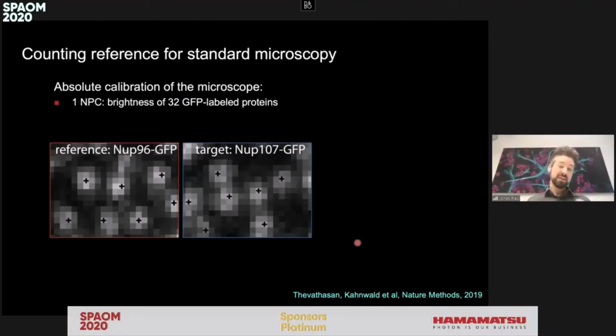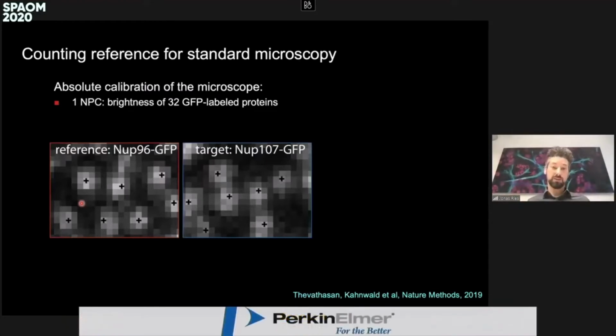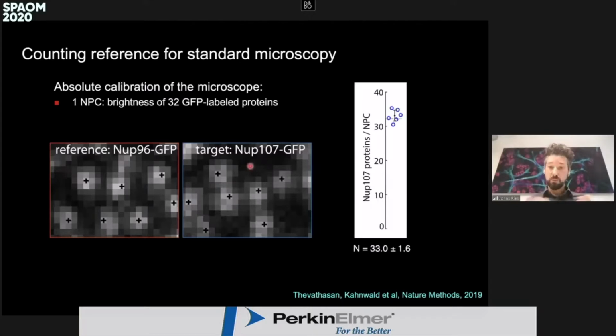The reason is that even in a normal confocal image, as you see here, we can resolve individual nuclear pores. And that directly tells us how bright 32 GFP labeled proteins are. And with this, we then can convert these grayscale images with arbitrary units into precise images that directly show the protein concentration. So again, we validated this with NUP107. And as before, we again achieved a high precision and also a high accuracy for these counting measurements.